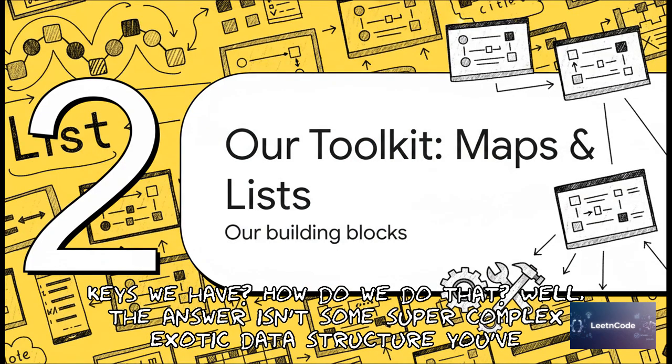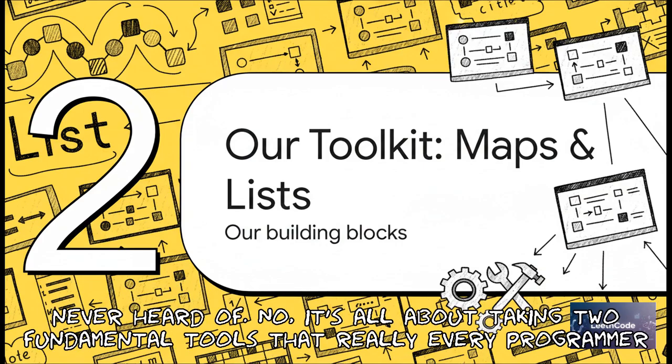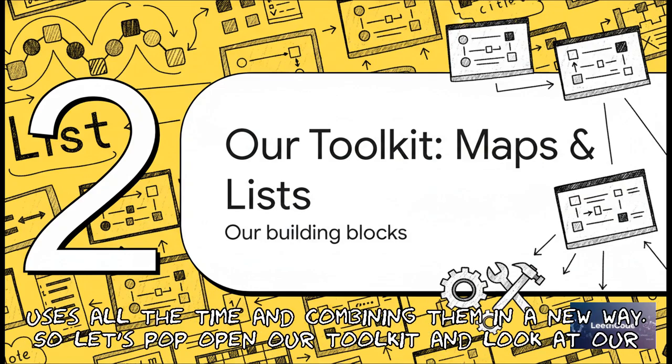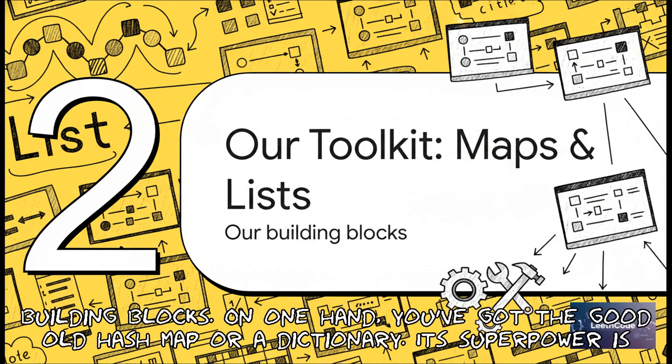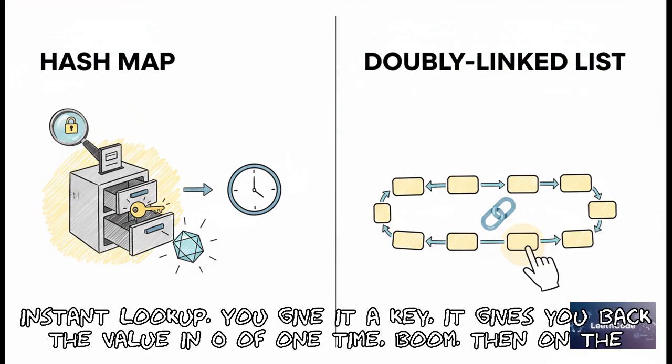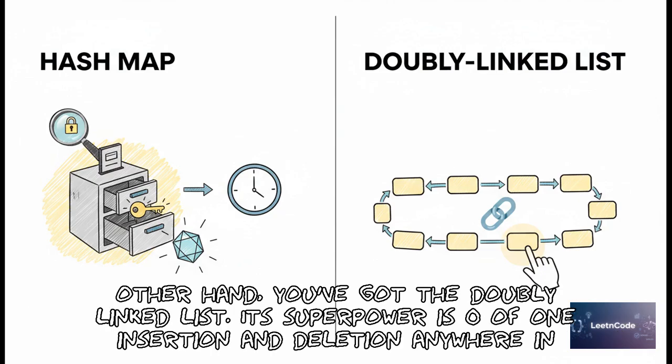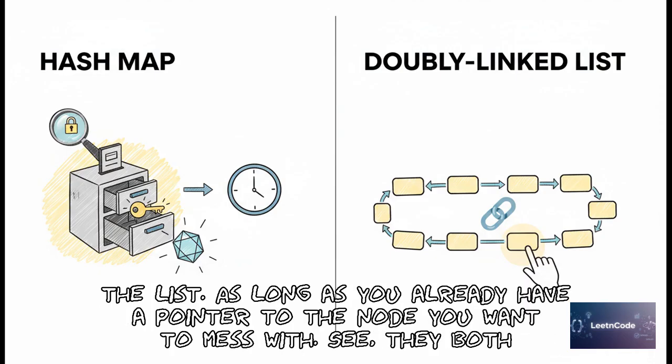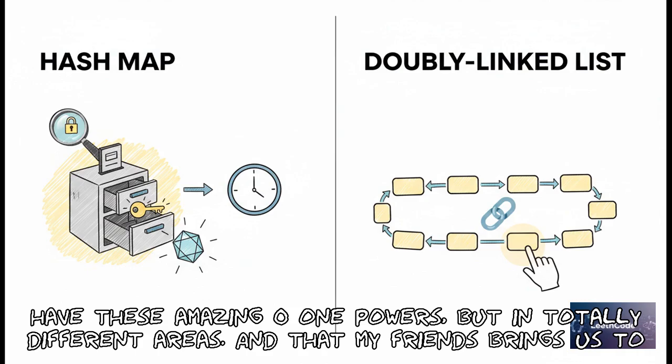Well, the answer isn't some super complex, exotic data structure you've never heard of. No, it's all about taking two fundamental tools that really every programmer uses all the time and combining them in a new way. So let's pop open our toolkit and look at our building blocks. On one hand, you've got the good old hash map, or a dictionary. Its superpower is instant lookup. You give it a key, it gives you back the value in O(1) time. Boom. Then, on the other hand, you've got the doubly linked list. Its superpower is O(1) insertion and deletion anywhere in the list, as long as you already have a pointer to the node you want to mess with. See? They both have these amazing O(1) powers, but in totally different areas.